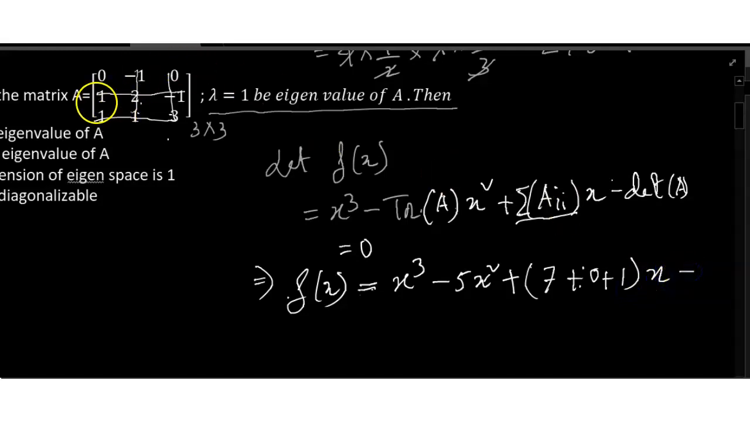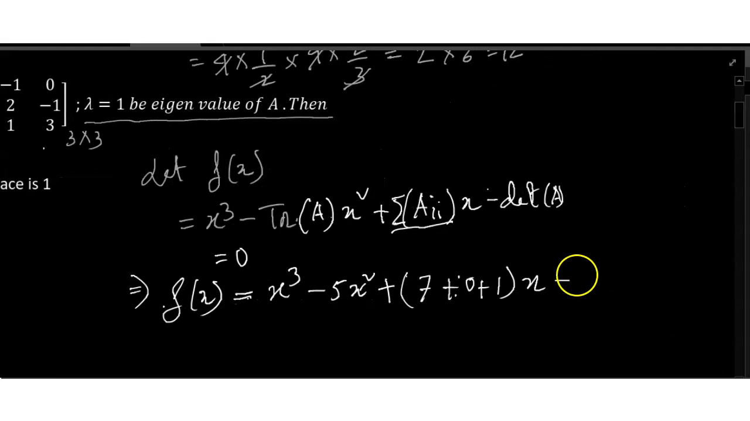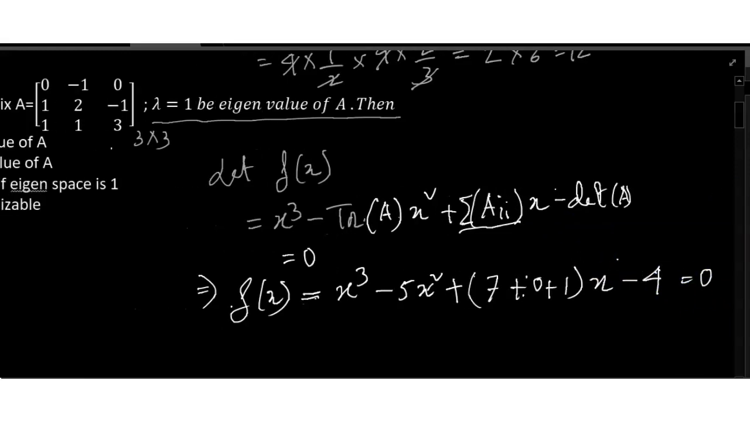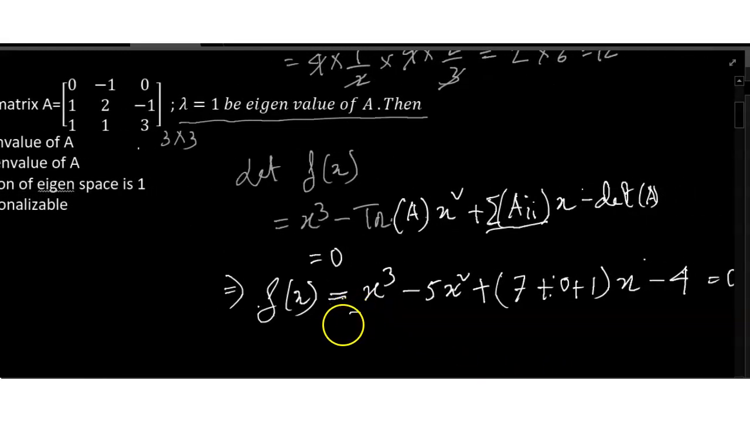Now we get det A, friends. Det A is very simple. Det A is 4. So this is my total characteristic equation, and in a simpler way it can be written as x cube minus 5 x square plus 8 x minus 4 equals 0.